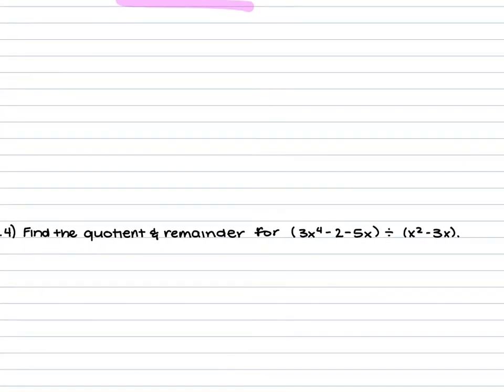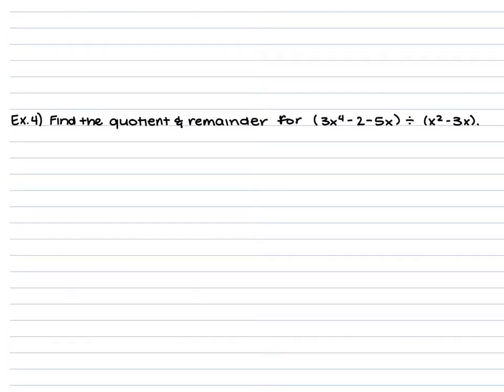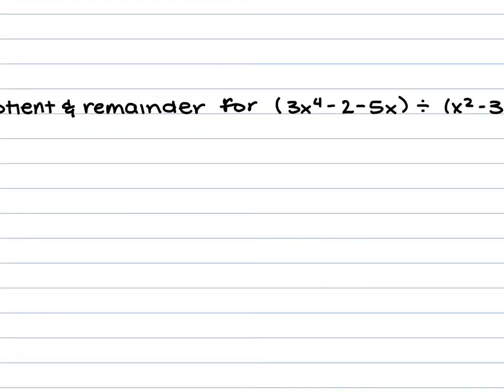For example 4, we're dividing the 3x to the 4th power minus 2 minus 5x by x squared minus 3x. Now, we're going to do this a different way. When you are dividing a polynomial by a binomial, you have to represent every single power from the highest to the lowest. So with this 3x to the 4th power minus 2 minus 5x, rewrite it to begin with in standard form. So that gives you 3x to the 4th power minus 5x minus 2.